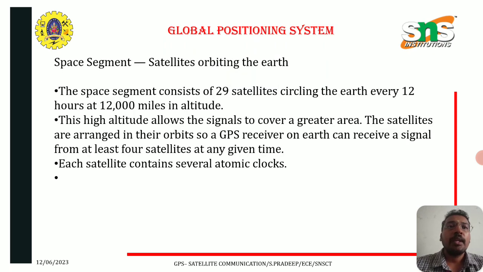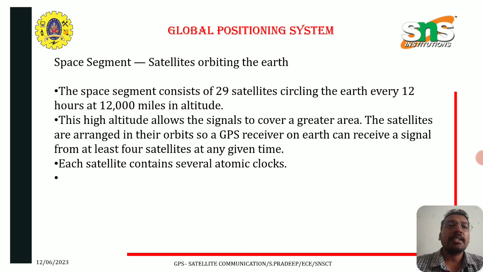In this, the space segment consists of satellites orbiting the Earth. The space segment consists of 29 satellites circling the Earth every 12 hours at 12,000 miles in altitude. This high altitude allows the signals to cover a greater area. The satellites are arranged in their orbits so that a GPS receiver on the Earth can receive a signal from at least 4 satellites at any given time.